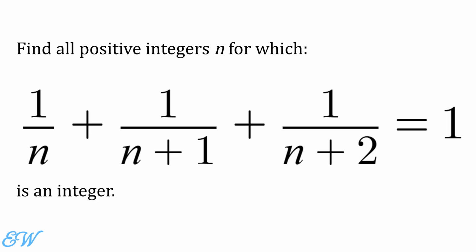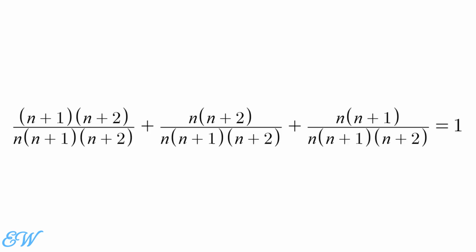Find all positive integers n for which 1 over n plus 1 over n plus 1 plus 1 over n plus 2 is equal to 1. The first step in order to solve this question is going to be to make common denominators and combine these later on so that we can get an equation that we can solve easily.